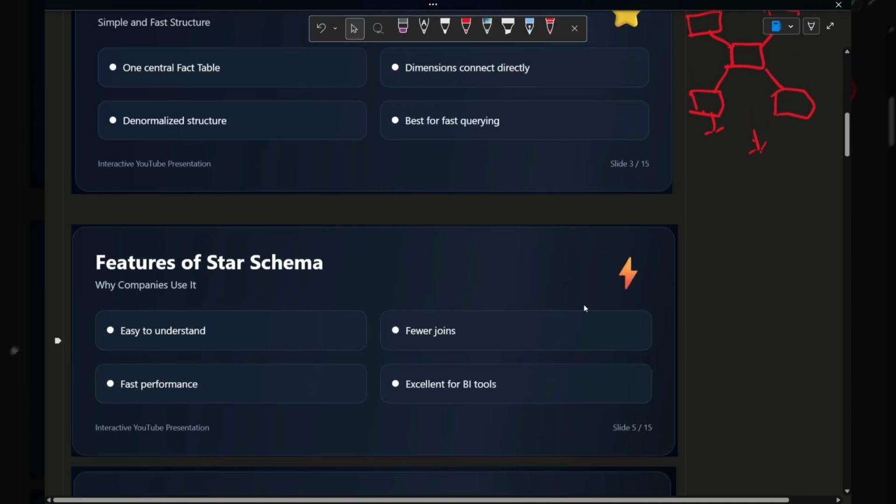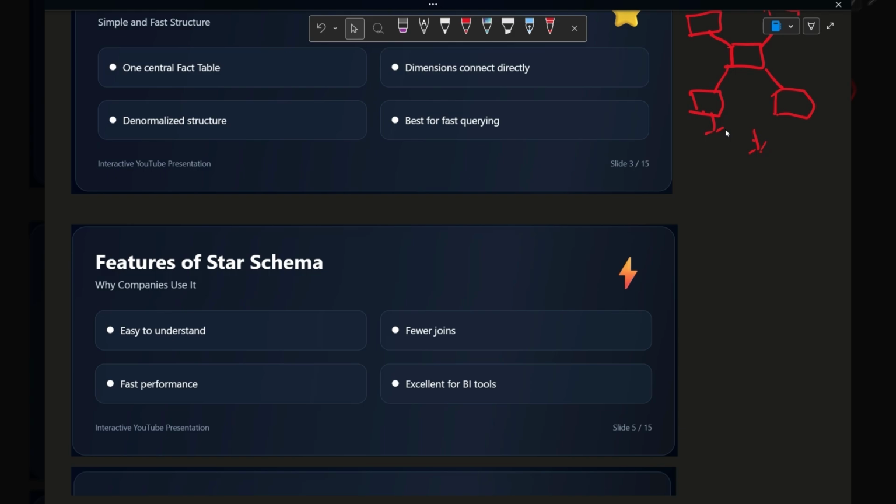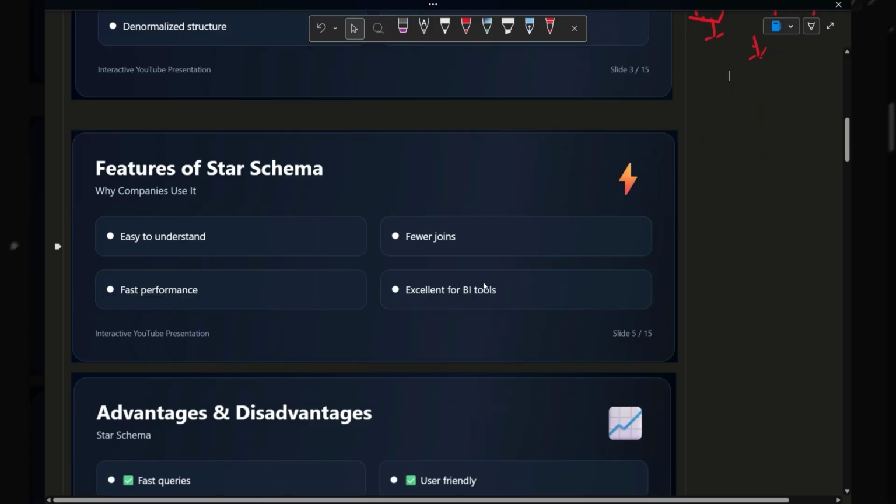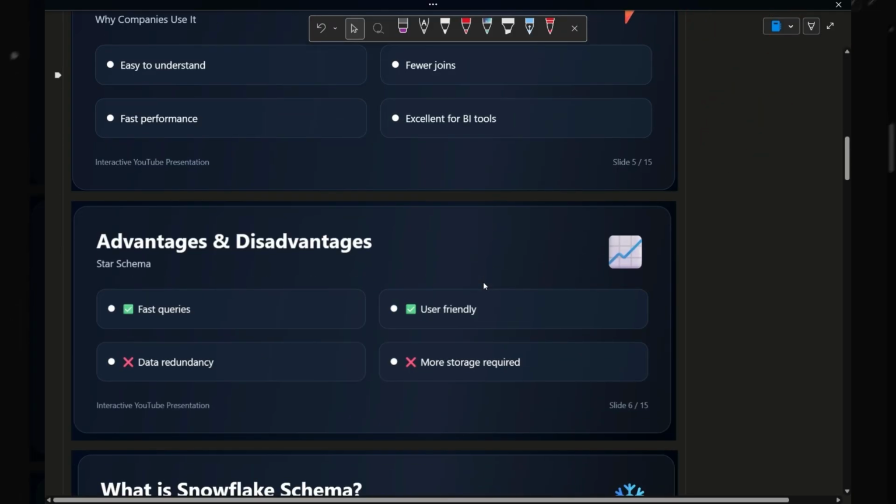As you can see, this is easy to understand. Fewer joins are required because there are fewer tables, and because there are fewer tables, there is fast performance, and these are excellent for Power BI tools, where from this data we will be publishing the dashboard and all. So this is all about star schema. Let's talk about advantages and disadvantages.